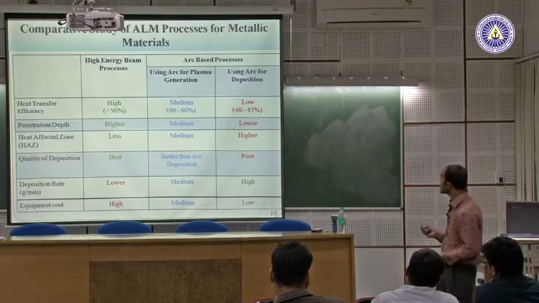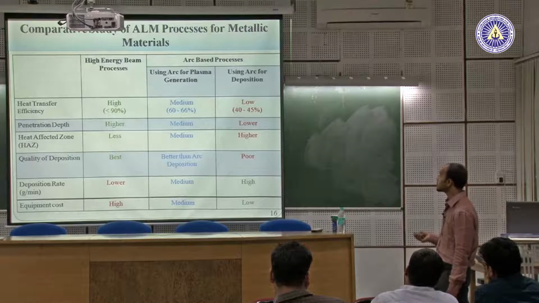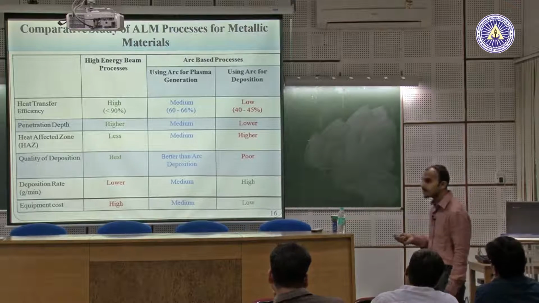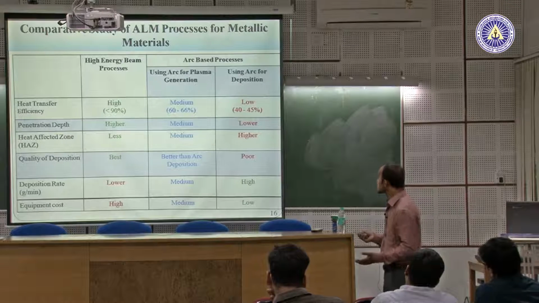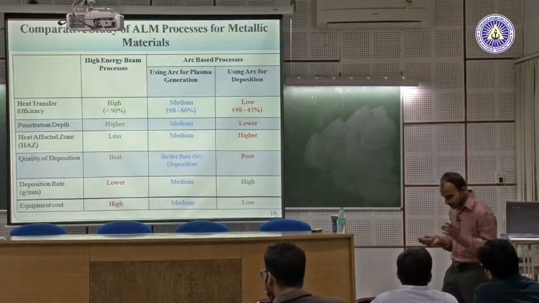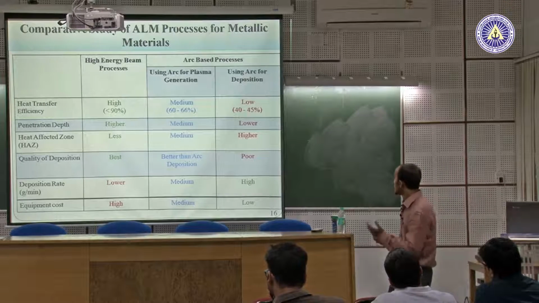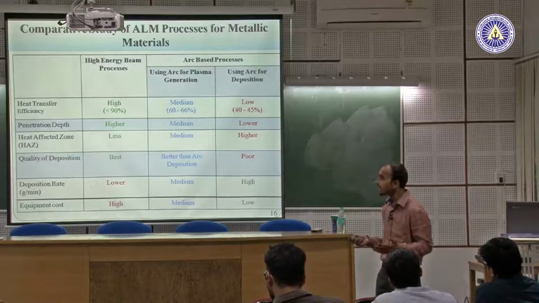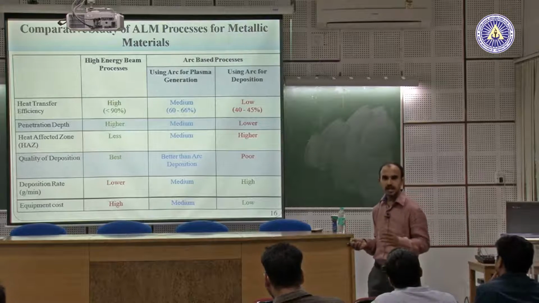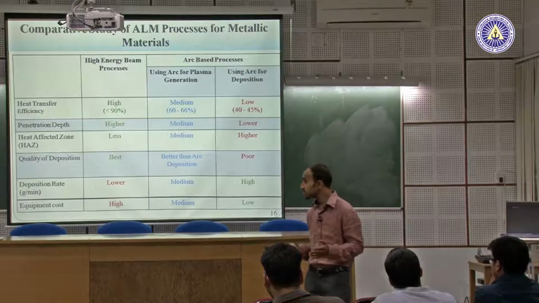Similarly, the arc depositions also have some advantages and some disadvantages, but plasma depositions lie in between the high energy beam processes and arc beam deposition processes. That means there is a wide gap between the high energy beam processes and arc beam deposition processes, because the high energy beam process is very costly. We cannot directly use it in a small scale industry for repairing or remanufacturing.